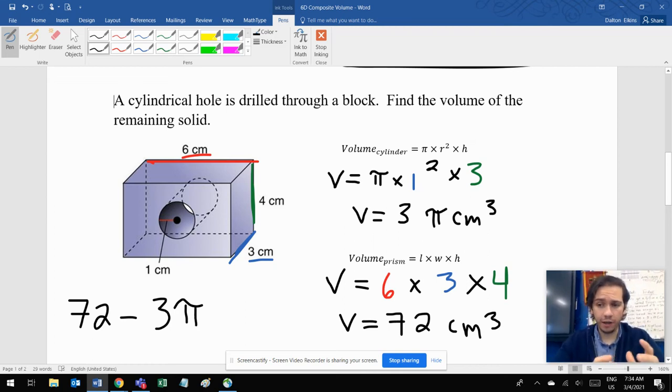If you think about this in a timeline, right? You had this prism, and then you drilled a hole through it, and then you removed some of its volume, and then you ended up with your new shape. So here we're starting with the prism, we're removing the cylinder, and that's going to give us our new volume.